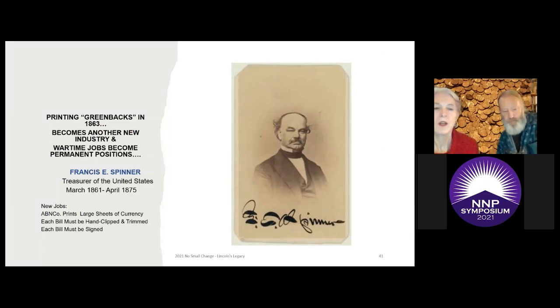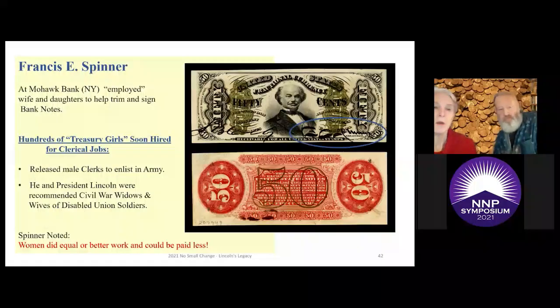Frances Spinner became the Treasurer of the United States in March of 1861, but he came from a banking background. And so again, you've got several bankers that are influencers in the new federal jobs. This new job, all of a sudden we're printing money. The greenbacks are printed and they have to be signed, they have to be cut, they have to be clipped. And this is now a big deal. The American Banknote Company out of New York is contracted to print all the currency, but something then has to happen after it's come back down to Washington, DC. So Spinner had been at the Mohawk Bank in New York as the president. And during that period, when the banks were printing all their own money, he had engaged his wife and daughters to help trim and to sign banknotes.